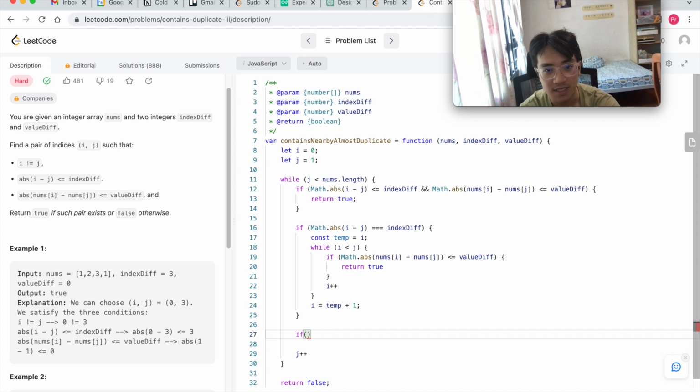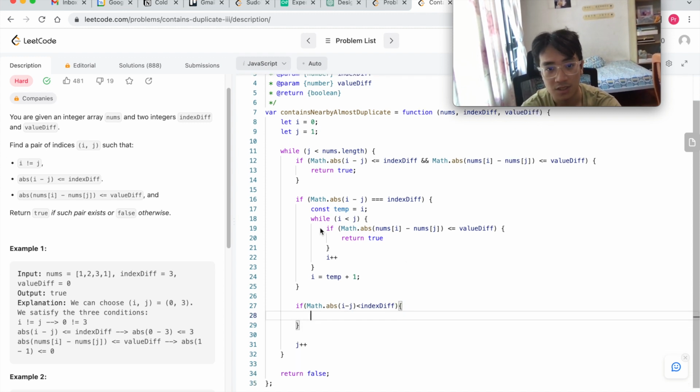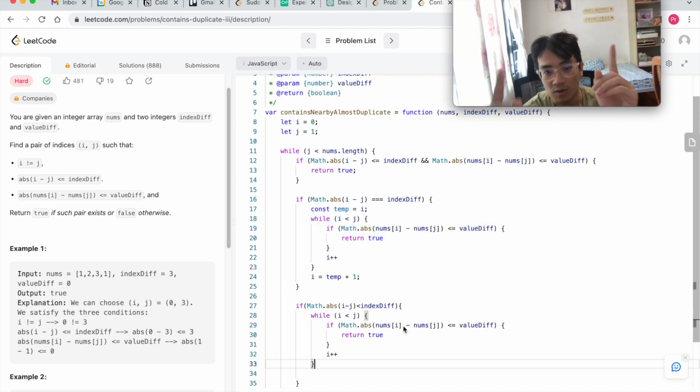Now the other case is, what if they are lesser than index diff? We handle it in a very similar fashion, whereby we check if this is the case. While I is less than j, you just keep incrementing. An example of this is, let's say the index diff difference is 3. So now we're checking if the difference is lesser, so it's 2. But this condition is still not met, and it's not equal, but it's 2.